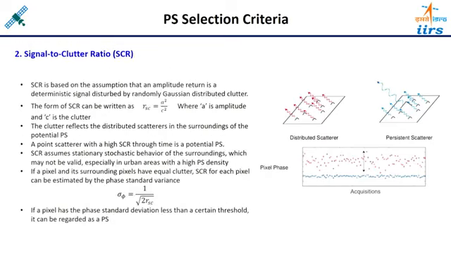Another technique is the signal to clutter ratio, where the phase standard deviation is calculated from this relationship. This SCR is basically A squared upon C squared, where A is amplitude and C is the clutter radius. Using this, the phase standard deviation or variance can be calculated, and based on some threshold value the pixels can be picked up, and those pixels are PS or persistent scatterers.